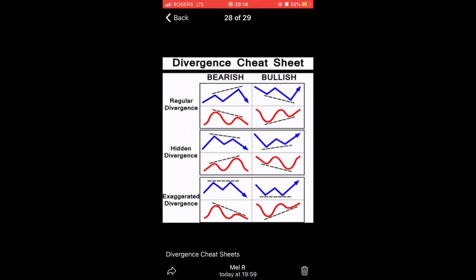Now let's look at exaggerated divergence. So exaggerated divergence is basically where you have price that is forming a double top or a double bottom. So let's pay attention to specifically the bearish exaggerated divergence. So for this one, you normally have a double top for price. Now, when you have this double top, you'll notice that your indicator is actually going down. This is a bearish exaggerated divergence. Now, let's look at the bullish exaggerated divergence. This normally happens when you have a double bottom. When this happens, you'll notice that your indicator is going up.